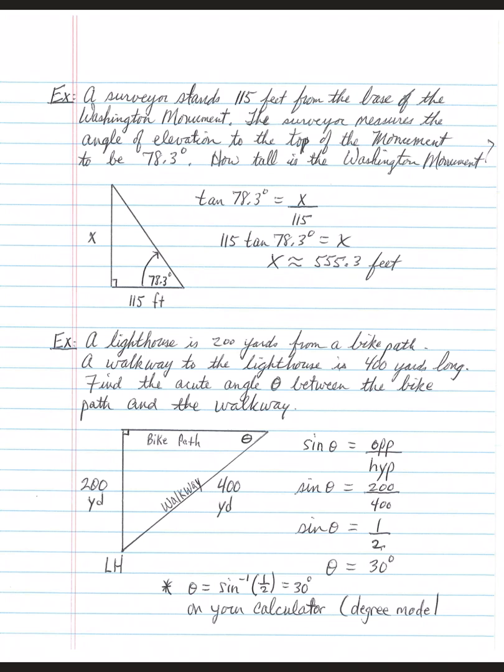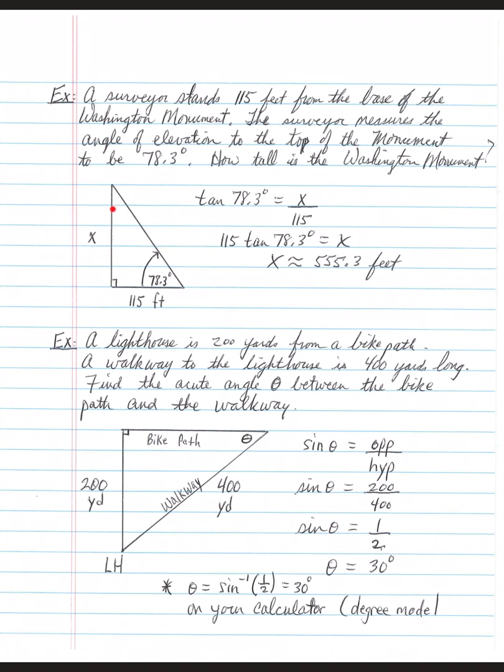A surveyor stands 115 feet from the base of the Washington Monument. So we're going to let this pretend to be the Washington Monument. Surveyor's 115 feet from the base. The surveyor measures the angle of elevation, so he looks up or uses his equipment to get an angle of elevation 78.3 degrees. How tall is the Washington Monument?